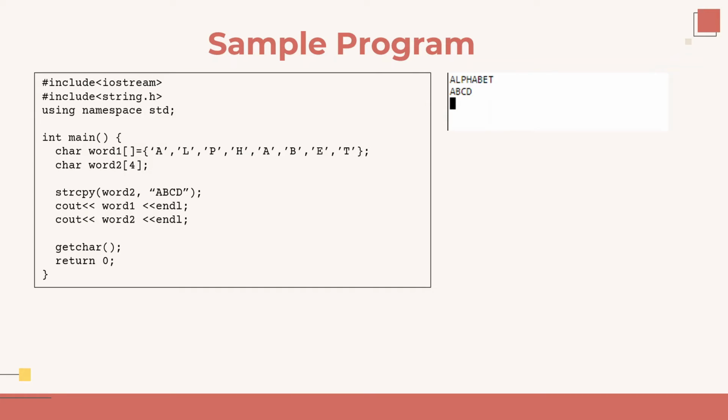This is one of the functions in string.h, and it is used to copy a word from the source to the destination. The source is ABCD and the destination is word2. So we will copy ABCD to word2. So when we run this code, the ABCD string will appear in the output.